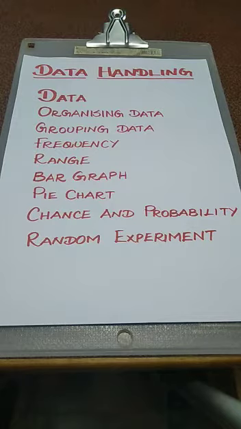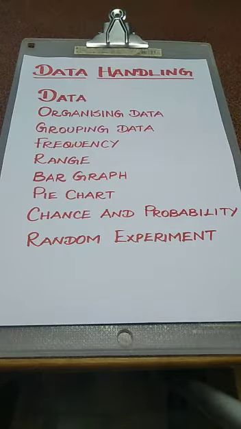Now we are going to discuss data, organizing data, grouping data, frequency, range, bar graph, pie chart, finally chance and probability, then random experiment. Actually, these are the important topics in this chapter.